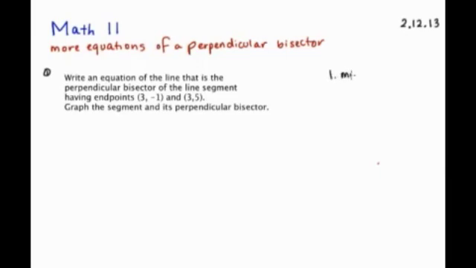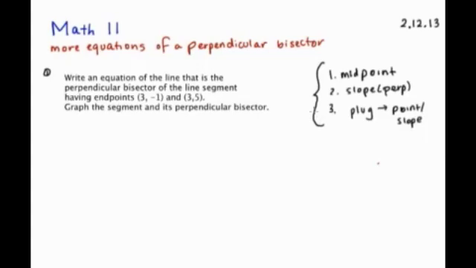1, gotta find the midpoint, always, and then second, we have to find the slope, and then its perpendicular slope. They kind of go hand in hand. And third, we plug it into the point slope equation, and we're done. So it's these 3 steps that you need to know.